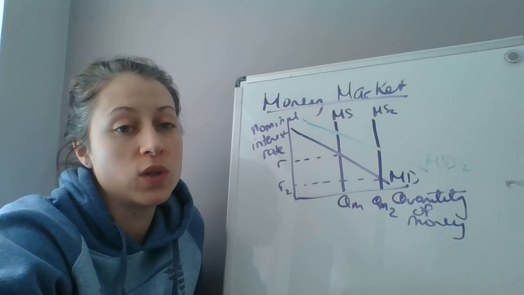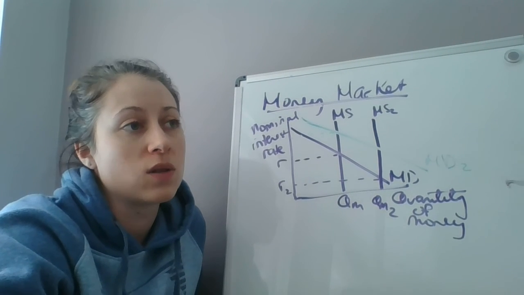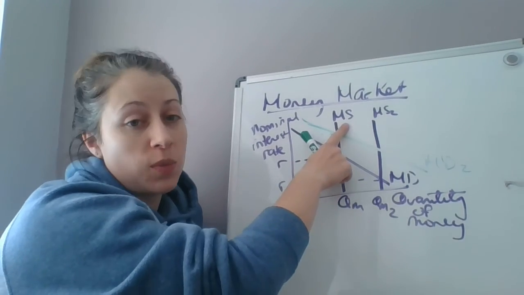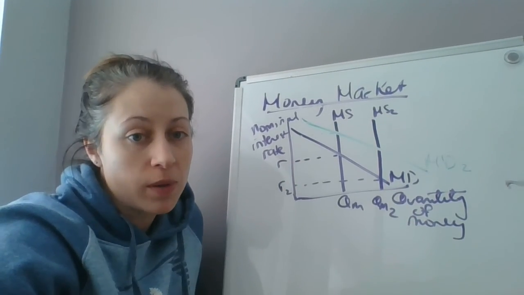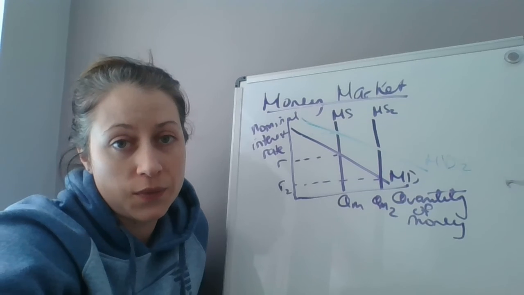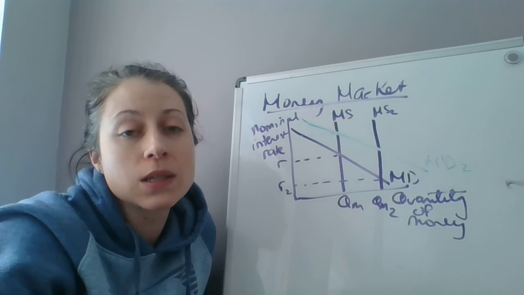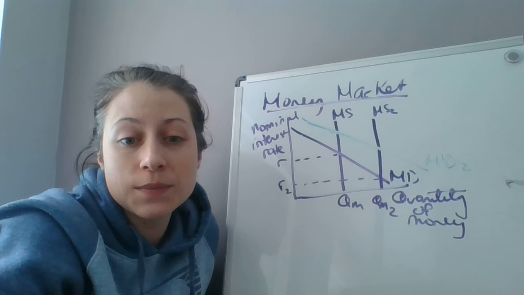The question is, which one do you shift? And the answer is, if they're talking about the Federal Reserve's actions, you shift the supply curve. If they're talking about the public's actions, you shift the demand curve. All right, hopefully that is a nice little refresher on the money market. If not, ask me questions. Okay, thanks.